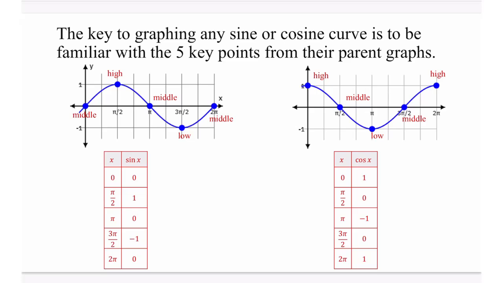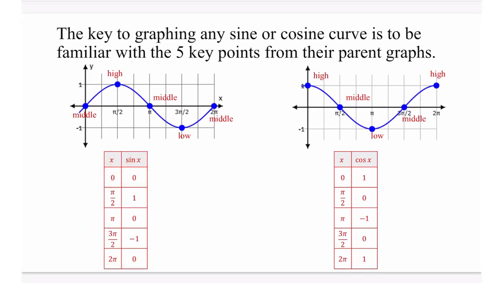So when I introduce the sine curve, I often talk about how it starts in the middle and then it goes high and then back to the middle and then low and then back to the middle. And so that's always going to be the pattern for a sine curve. And the cosine curve has a different pattern where it starts high and then goes to the middle and then low and then back to the middle and then high. And these 5 key points the students should be familiar with.